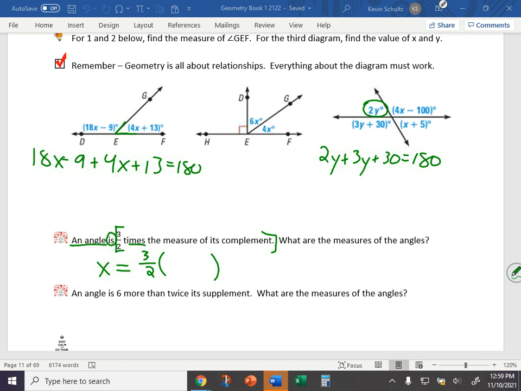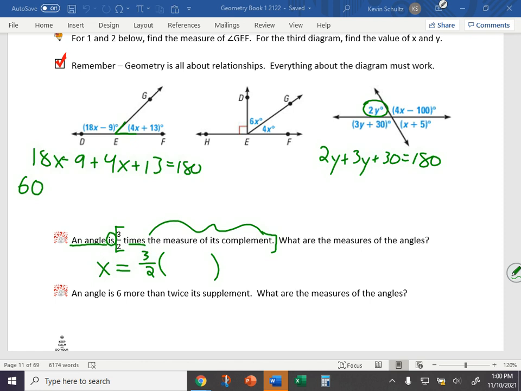How do we verbalize the measure of its complement? In the example I gave Mackie or Gino, whoever it was, if I said if we have an angle that is 60, its complement would be 30. How could we calculate that? You put in your calculator 3/2 and then parentheses 90.